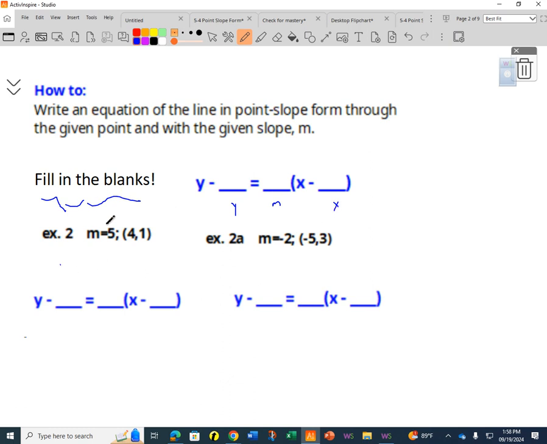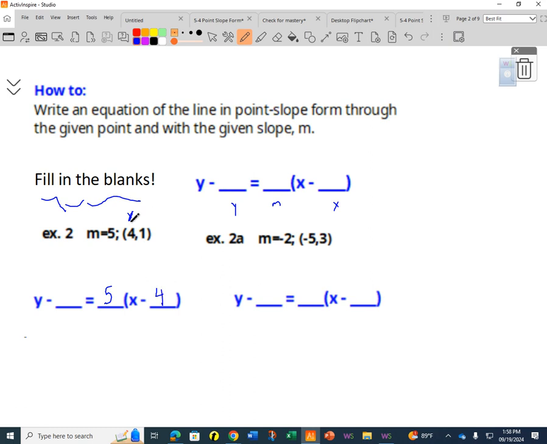So in this example, the slope goes in the slope spot. The x goes in the x spot. So the x goes closest to the x that's there. This is the x coordinate. It's closest to the x.